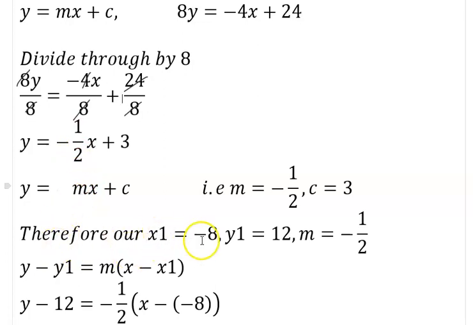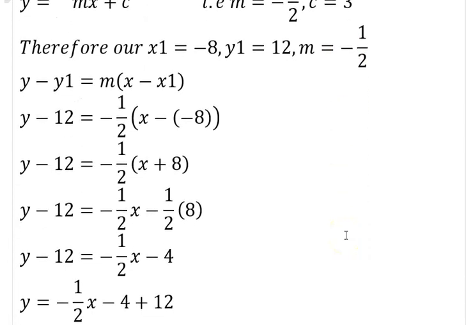So our m has been clearly spelled out. Our x1 has been given from the point, which is minus 8. Our y1 has been given from the point, which is 12. Now we've been able to get our m, which is minus 1 over 2. So let's put all these parameters into the formula we got in the first place: y minus y1 equals m times (x minus x1). Our y1 is 12, our m is minus 1 over 2, and our x1 is minus 8. Minus times minus gives plus, so we have x plus 8 here.